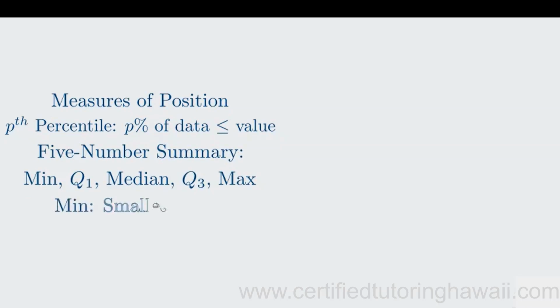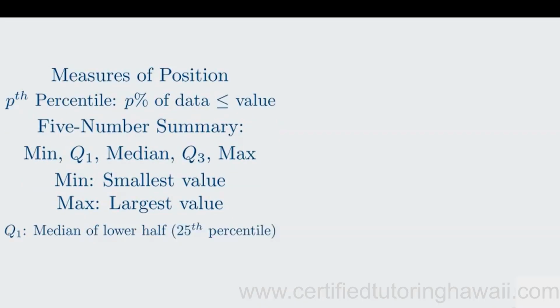Beyond the center, we need to describe the position of specific data points. We do this using percentiles and quartiles. The p percentile is the value such that p% of the data is less than or equal to it. To get a full picture of position, we use the 5-number summary: the minimum, quartile 1, the median, quartile 3, and the maximum. The minimum is the smallest value, and the maximum is the largest value in the sorted set.